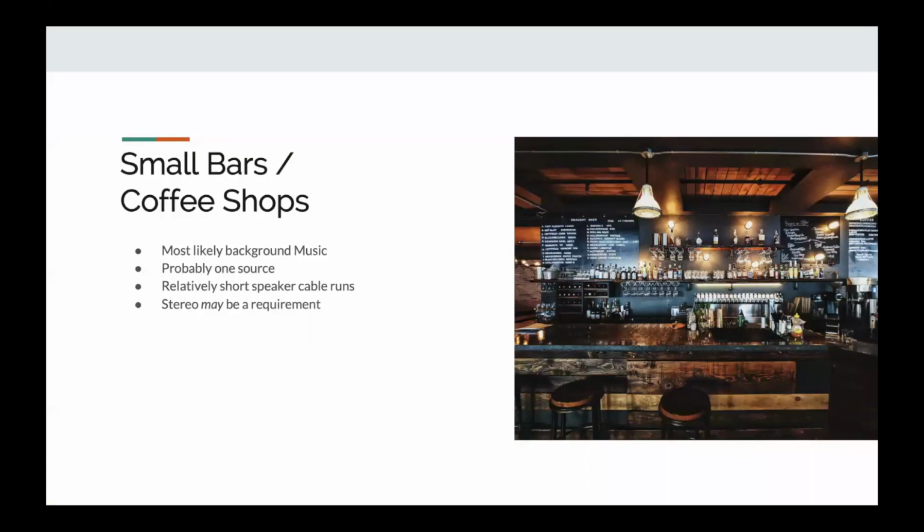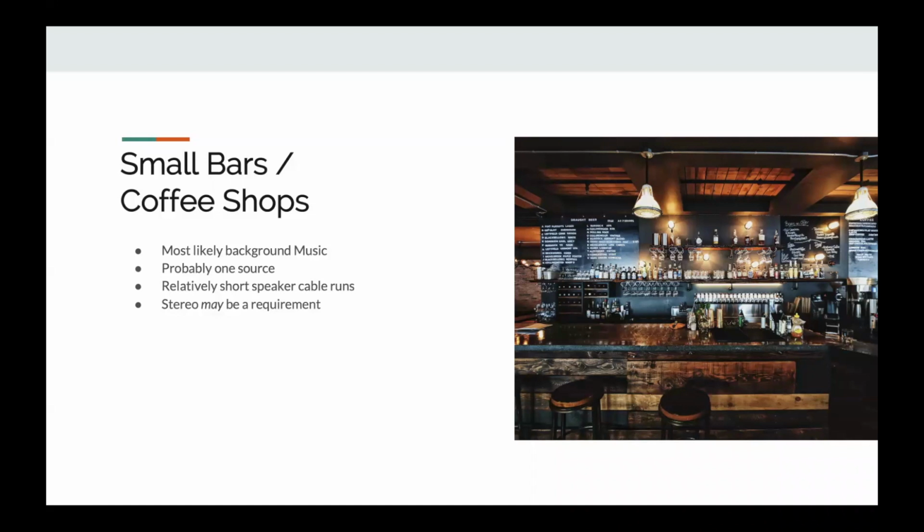So let's start with small bars and coffee shops. They're most likely going to be offering background music, and they're going to, whilst they might be very quiet at the moment, they're going to be a massive opportunity for business, because business owners know that it is actually the appeal of the venue that draws clients in, not just the taste of the coffee. So it's most likely background music.